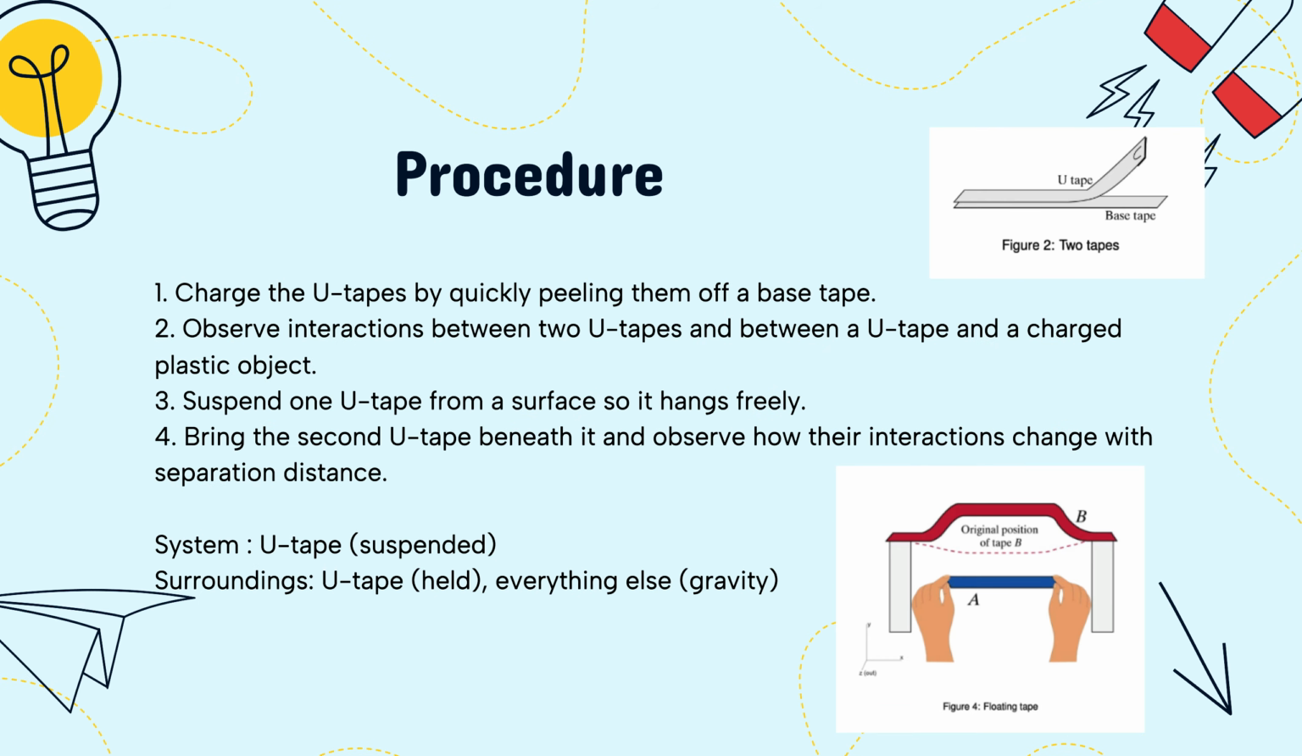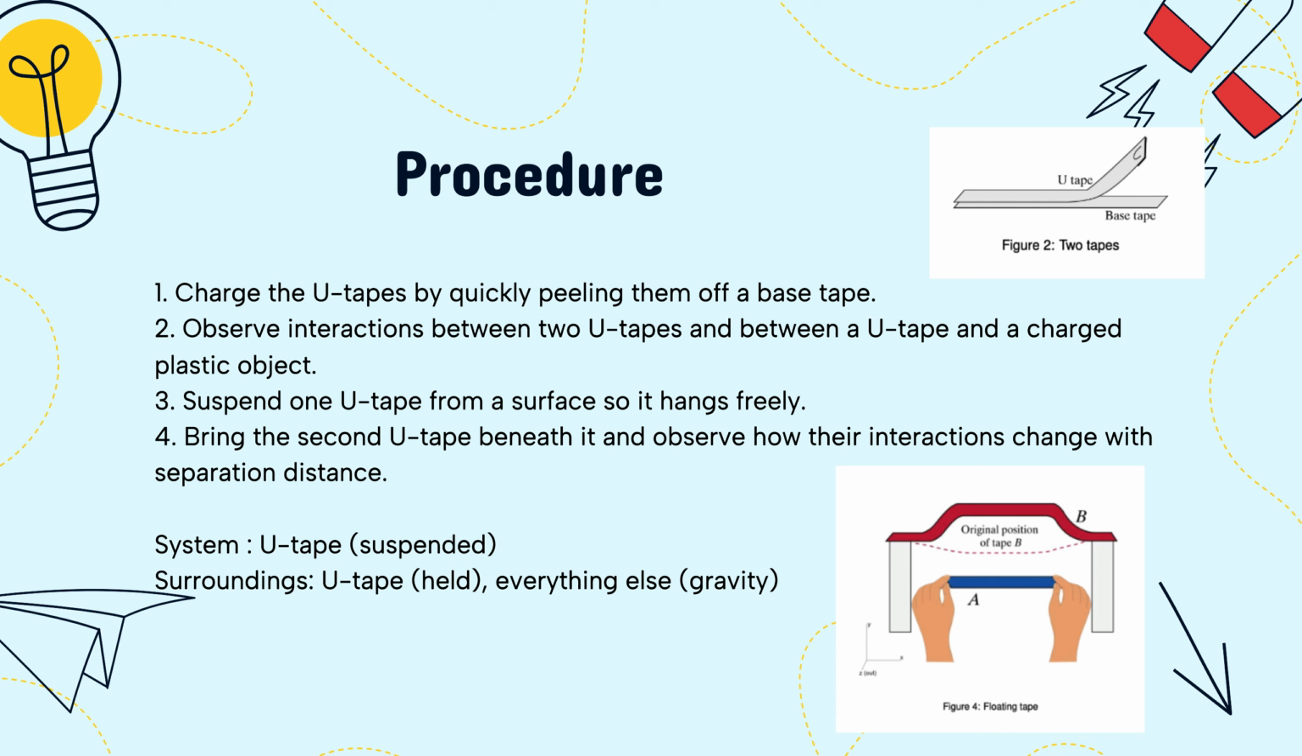For the procedure, we were to charge the U-tapes by quickly peeling them off a base tape, observe the interactions between two U-tapes, and then between a U-tape and a charged plastic object. Then we suspend one U-tape from a surface between two objects so it hangs freely. Then we bring the second U-tape beneath it and observe how their interactions change with separation distance. In this experiment, our system was the U-tape that was suspended in the air, and the surroundings was the U-tape that was being held to it, as well as everything else around.